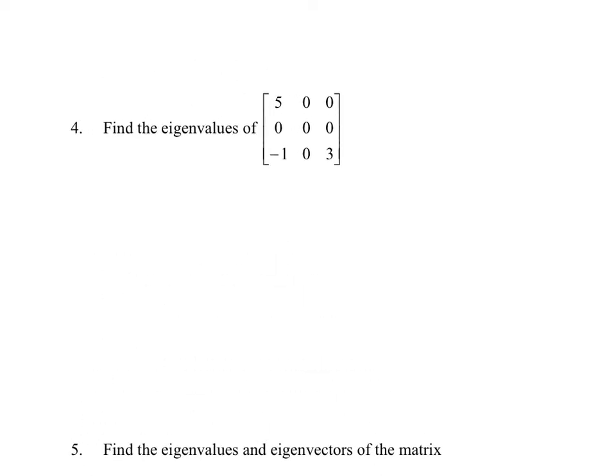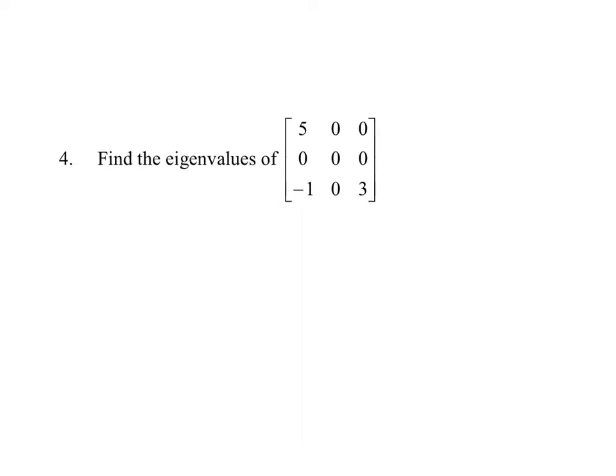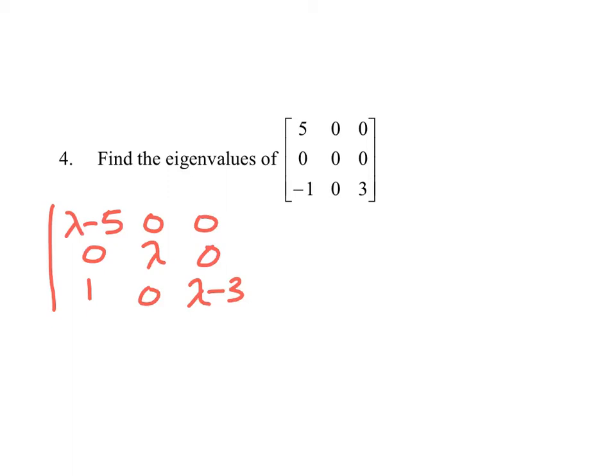All right. So then number 4, find the eigenvalues. It's the same general idea, except we have a cleaner looking matrix here. Cleaner meaning there's more zeros involved. So in theory, that means that things should be a little bit more streamlined. So we're looking at lambda minus 5, 0, 0, 0, lambda, 0, 1, 0, lambda minus 3. Now, I'll carry out the process and I'll show you the shortcut through the maze here really quickly in a sec.